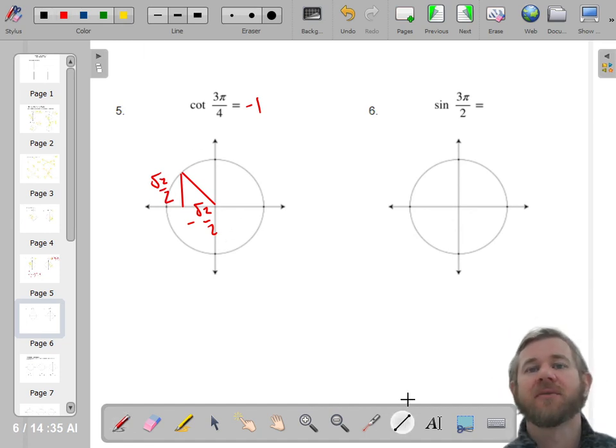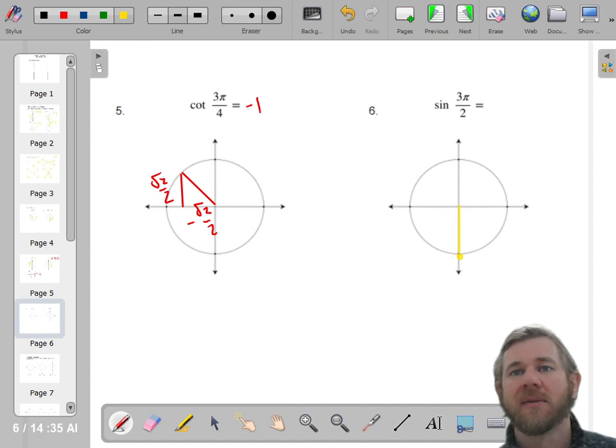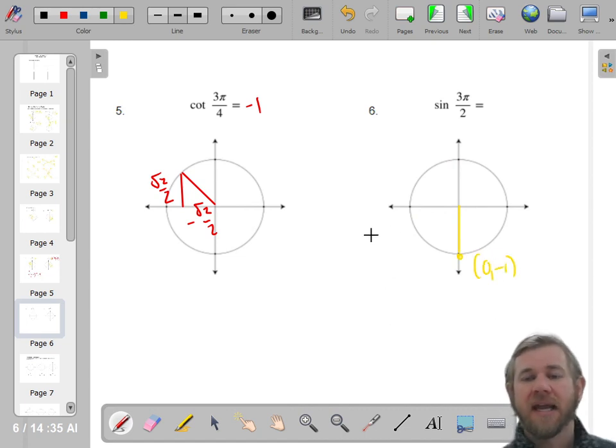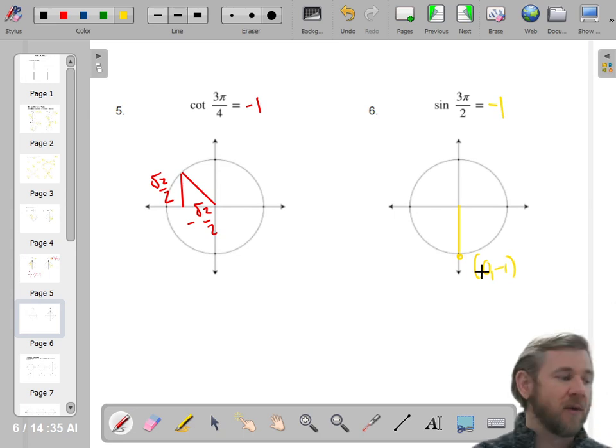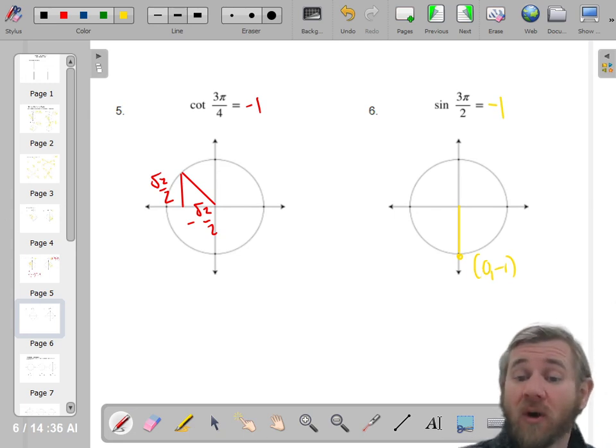Last one, sine of 3 pi over 2. Remember, that's 90 degrees, so 1 pi over 2, 2 pi over 2, 3 pi over 2. 3 pi over 2 is down here. I always label it as 0, negative 1. And if you want the sine, you want the y, so the sine of 3 pi over 2 is negative 1. So that's it for radians.